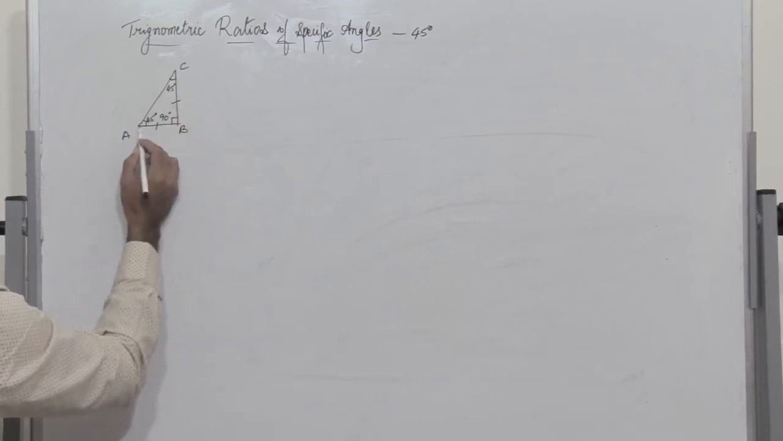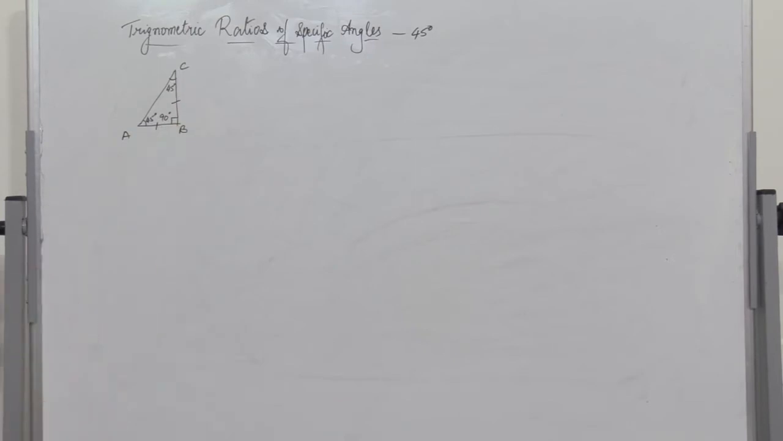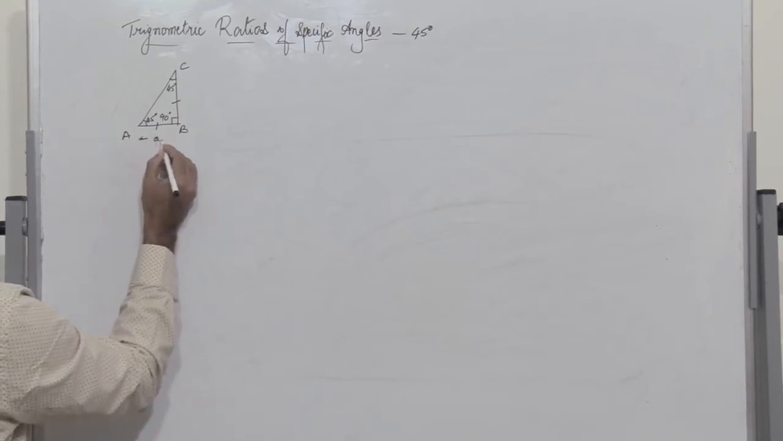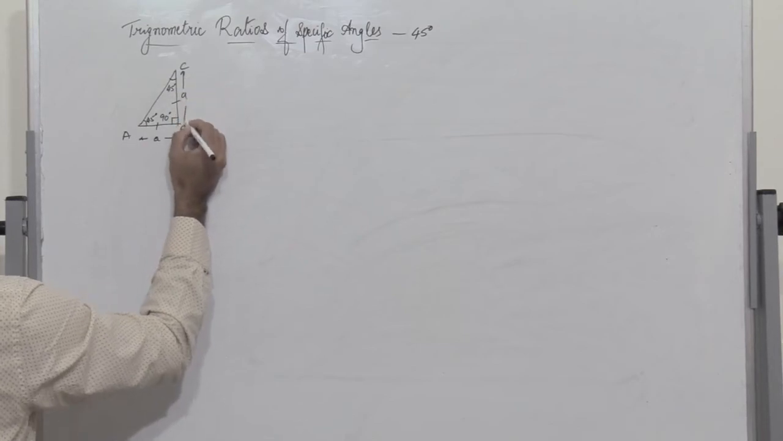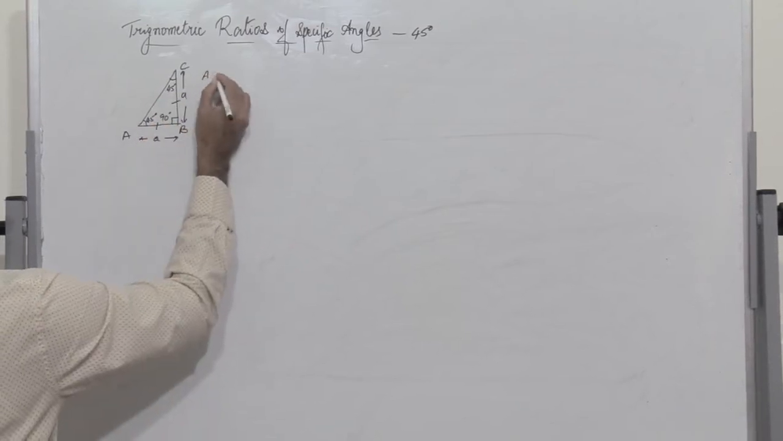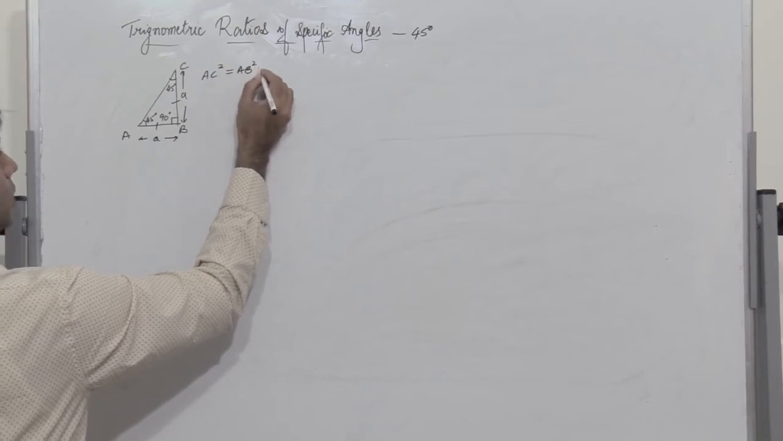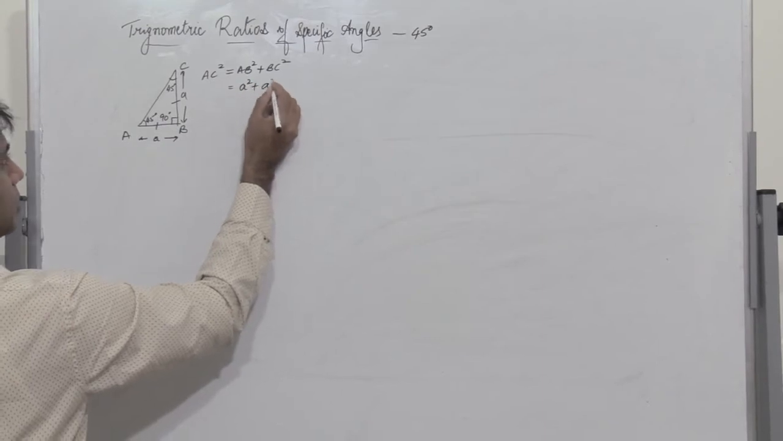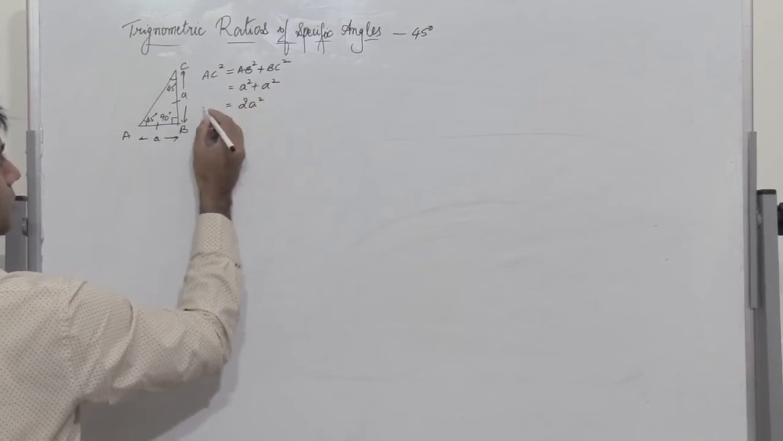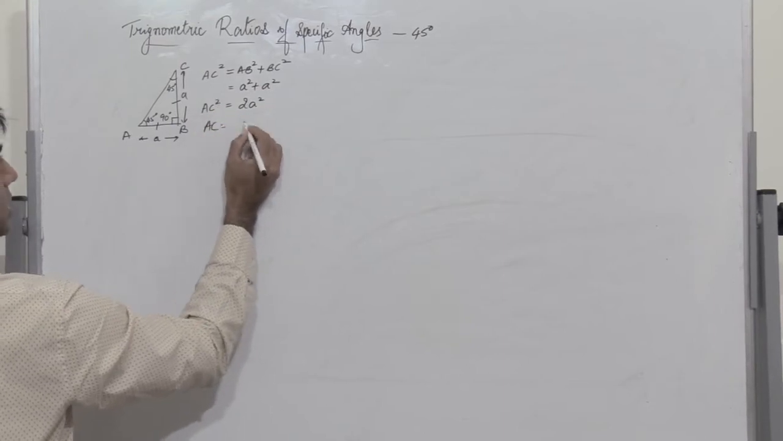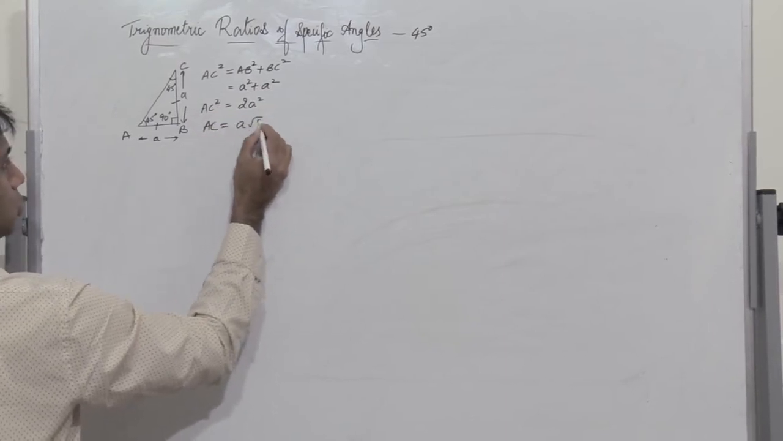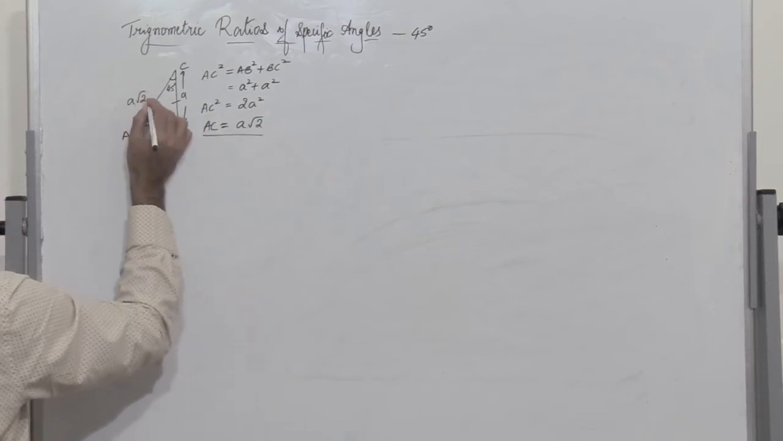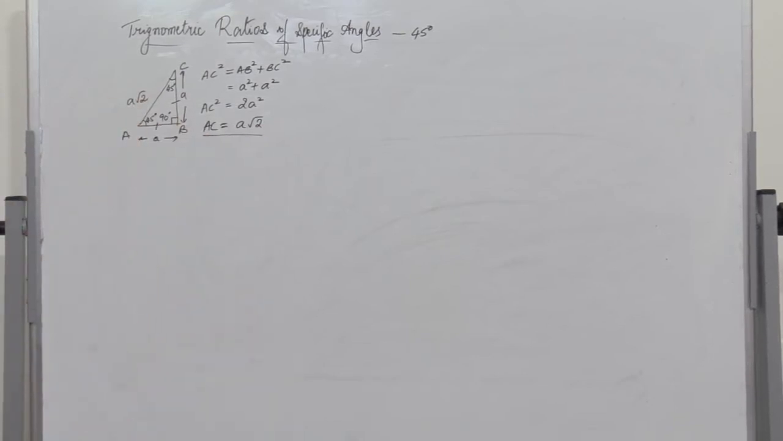We also know that this is a triangle where both the sides are equal. AB equals BC. The sides opposite to equal angles are definitely equal, right? So let's assume that this is A, so this also is A. And what about AC? We know that AC square equals AB square plus BC square. So it is A square plus A square, or it is 2A square. So AC is A into root 2.